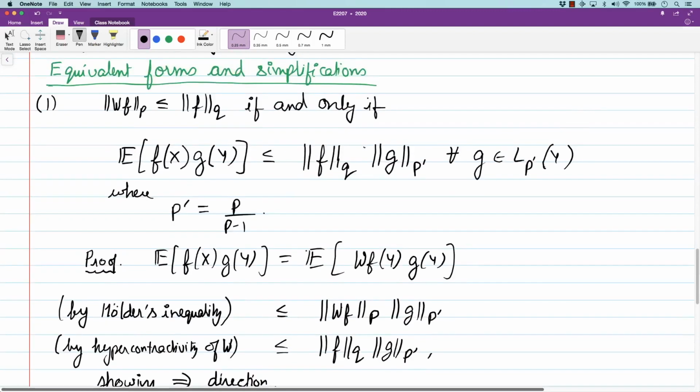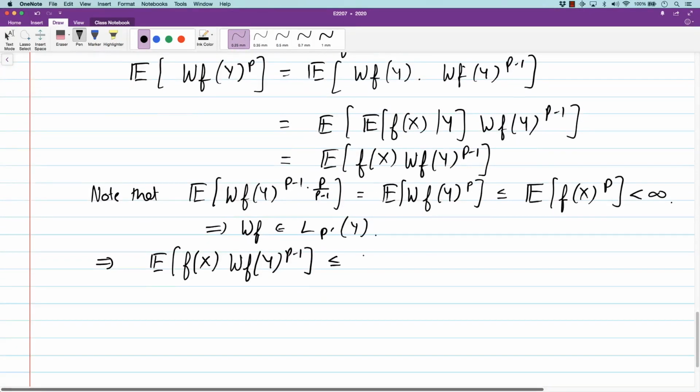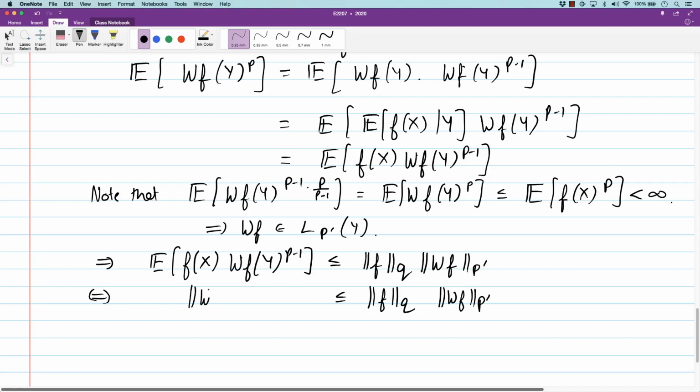If you're lost, what we are trying to show is this inequality implies this inequality. Suppose this inequality holds for all function G, then this must hold. So this guy here is less than or equal to the norm of f in L^q and the norm of WF to the p minus 1 in L^p prime. But what is this? This is exactly equal to this.